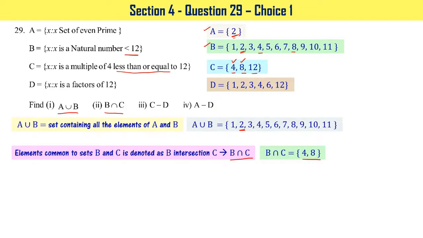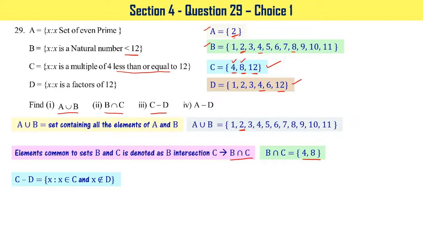Now let's go to C minus D. C minus D is defined as a set containing elements of C but not the elements of D. It means X has to belong to C and X should not belong to D. Means, if you take numbers like 4, 8 and 12, these elements should be there in C, but these elements should not be there in set D. Means 4 is there, 12 is there, 8 is the only element that is there in the C set but not in the D, right?